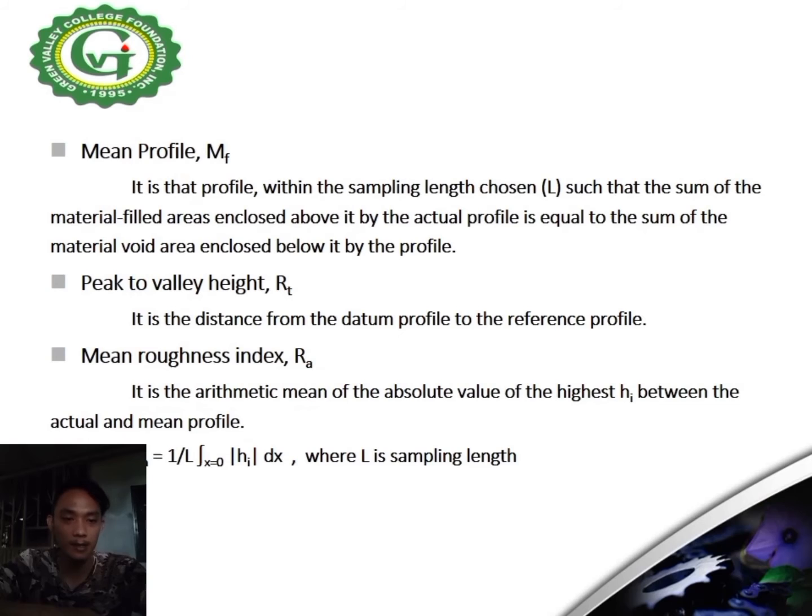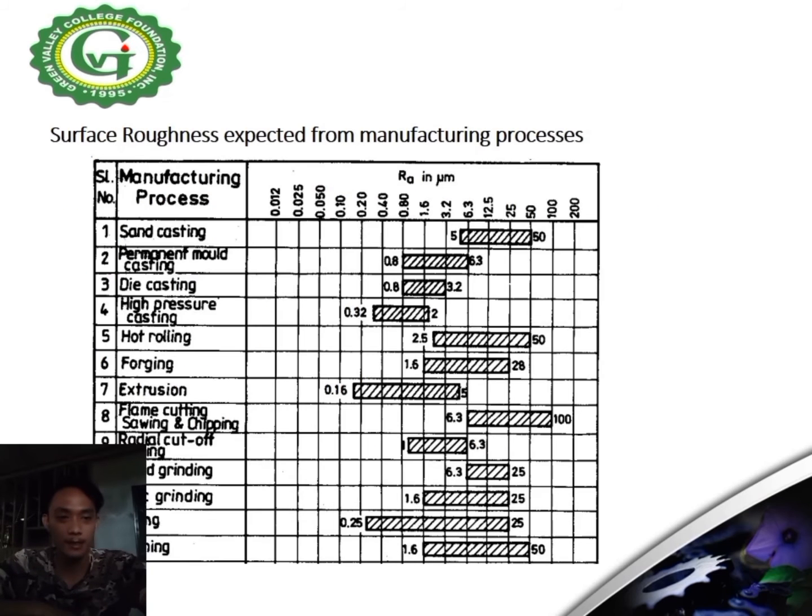Mean profile. It is the profile within the chosen sampling length L such that the sum of the material-filled areas enclosed above it by the actual profile is equal to the sum of the material-void areas enclosed below it by the profile. Peak to valley height. It is the distance from the datum profile to the reference profile. And mean roughness index. It is the arithmetic mean of the absolute values of the heights between the actual and mean profile.